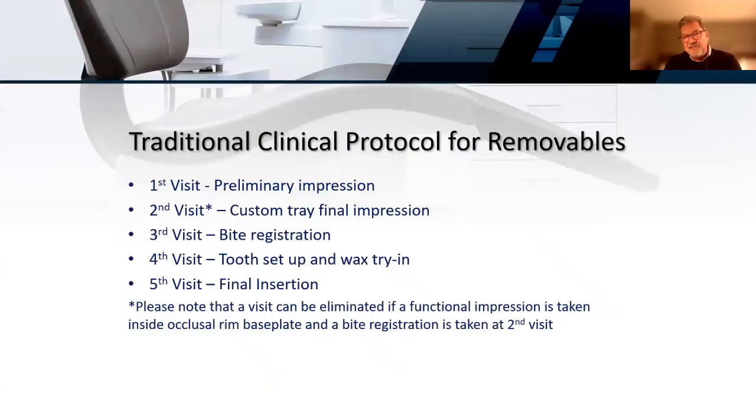Normally, traditional clinical protocol on removables used to have about 5 visits. You can cut out a visit if a functional impression is taken inside the occlusal rim base plate on the second visit, and you can cut it down to 4 visits. So the first visit is a preliminary impression. Then the second visit, you can take a custom tray final impression. Third visit is bite registration. Then a tooth setup and waxing, and then the final insertion. So let's go through some of the protocols here on each one of these.